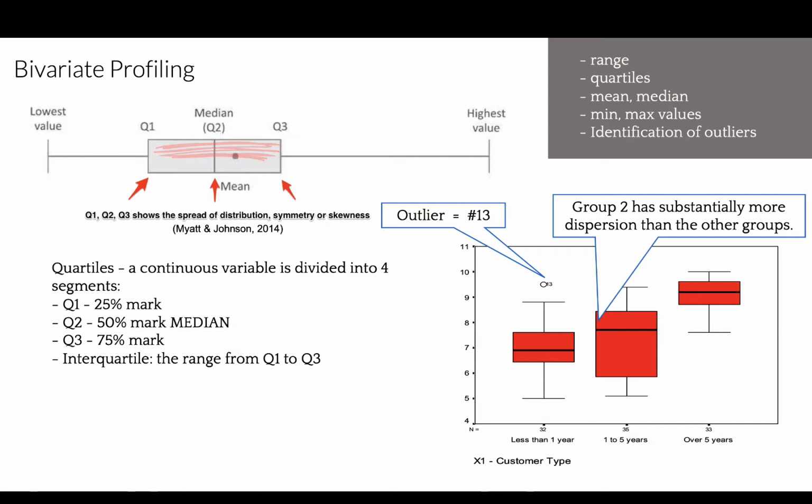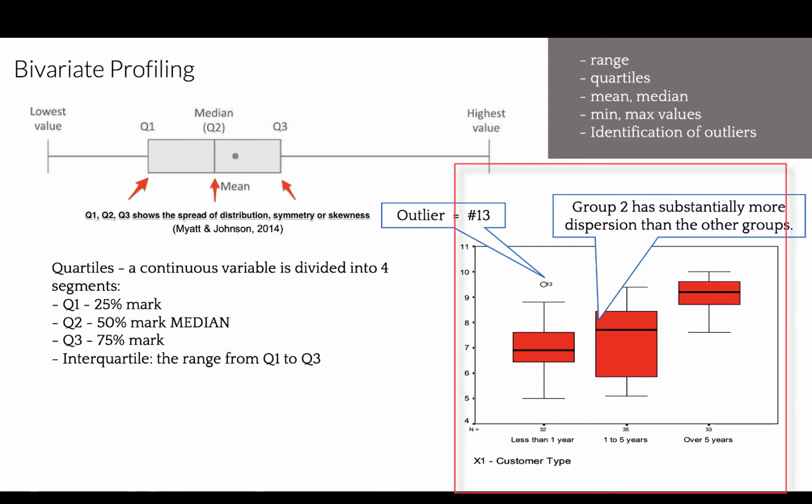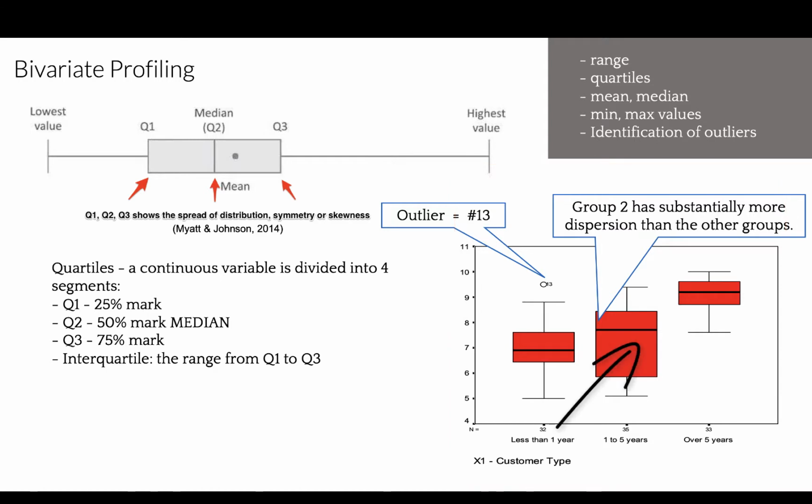The figure shows us the 3 groups of customer type on the x-axis and the product quality on the y-axis. We do see substantial differences across the groups. We can also tell that group 2 has substantially more dispersion, a larger box section in the box plot. We also see where the median is located for each group, and we can find outliers. The outlier is in the first category.